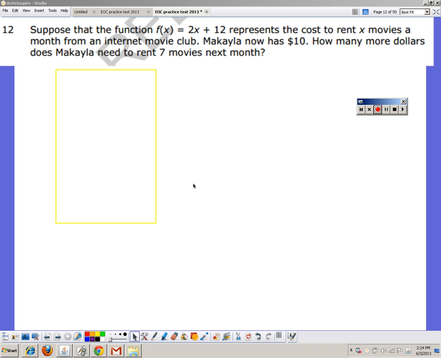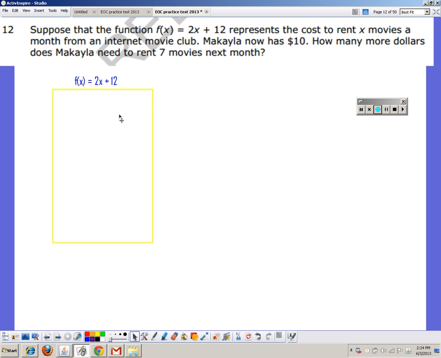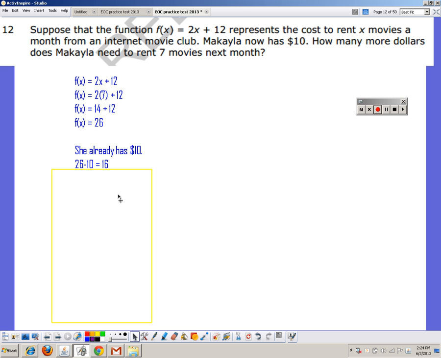In this one, they give us a function, and they tell us that Michaela now has $10. And how much more money does she need if she wants to rent 7 movies? Well, since we know x represents the number of movies, we're just going to plug in 7 to our function. So we got 2 times 7 plus 12. That gives us 14 plus 12, which is 26. She already has $10. So we're going to do 26 minus 10, which is 16. So Michaela needs $16 more.